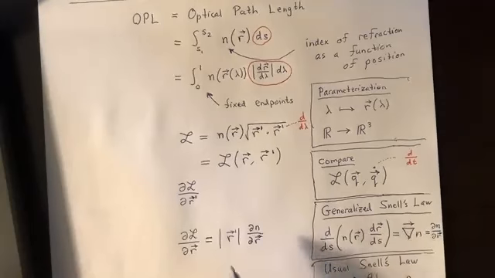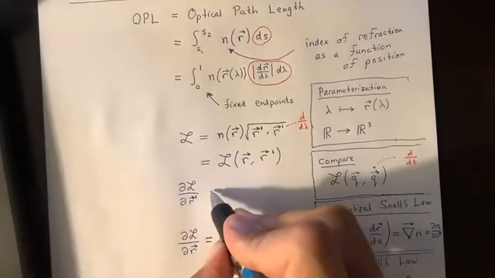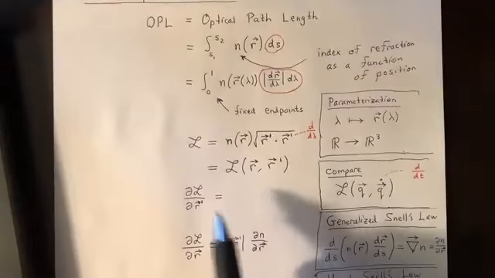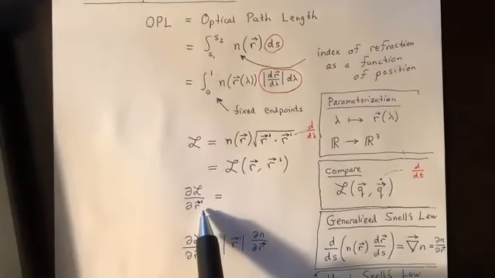So we've done that derivative there. Let's compute this other partial derivative. We need the partial derivative of the Lagrangian with respect to r prime.